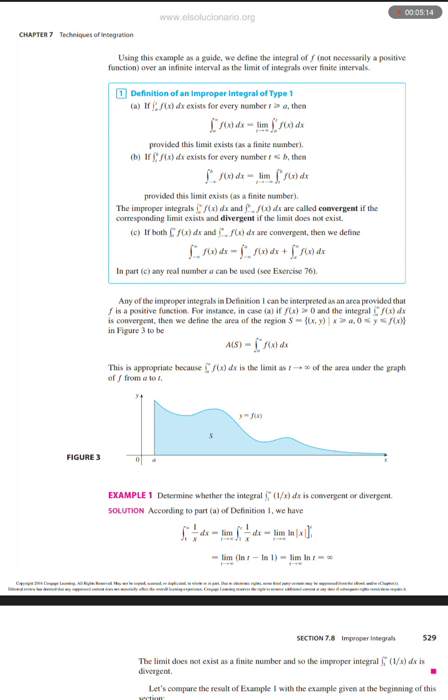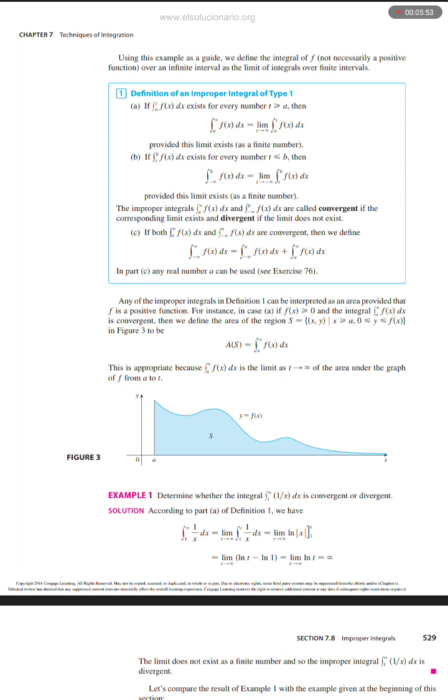Definition 1 of an improper integral of type 1. Part A. If the integral from a to t of f of x dx exists for every number t greater than or equal to a, then the integral from a to infinity of f of x dx equals the limit as t approaches infinity of the integral from a to t of f of x dx, provided this limit exists as a finite number.